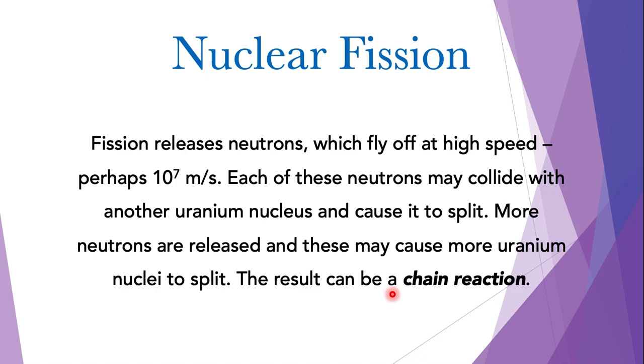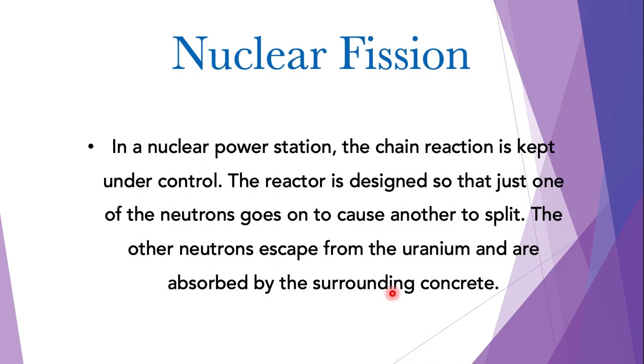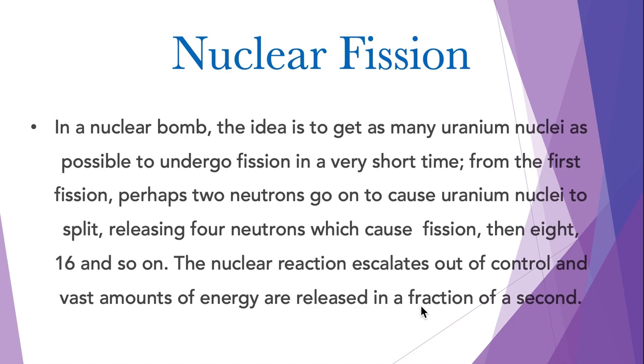In a nuclear power station, the chain reaction is kept under control. The reactor is designed so that just one of the neutrons goes on to cause another to split. The other neutrons escape from the uranium and are absorbed by the surrounding concrete. So this chain reaction is hindered, because the neutrons released get absorbed by the surrounding concrete. A nuclear bomb is something different from a nuclear power station.